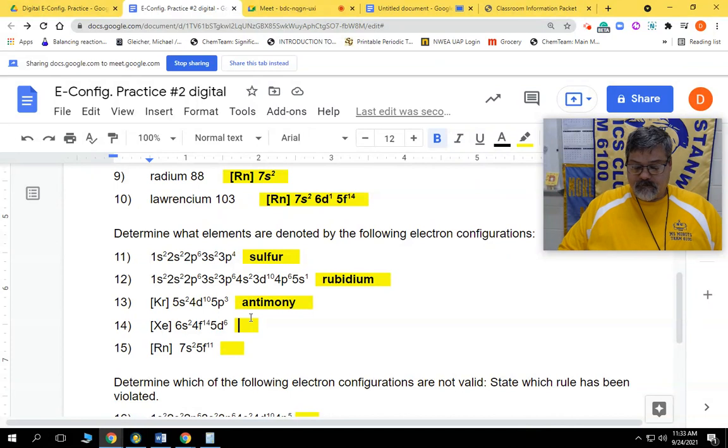That should be osmium. Now, here's how we can double check with that. If you want to double check if we're right, I have xenon plus I have this 22.